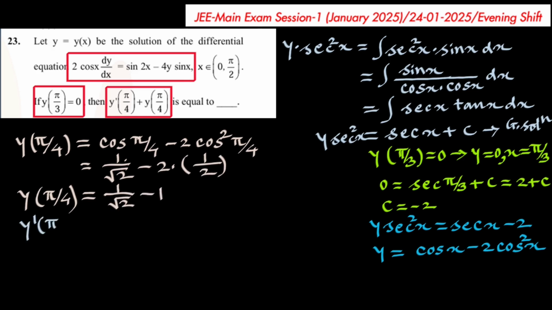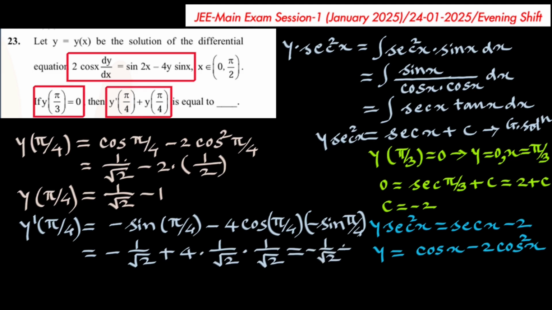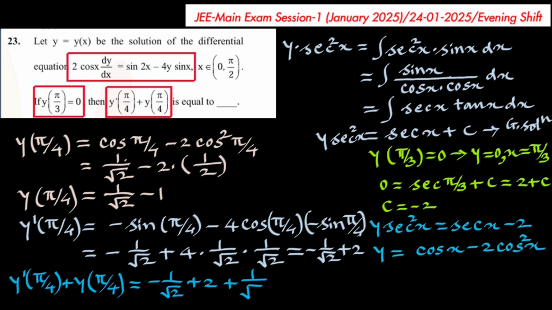Next, we have to find y dash of pi by 4. That will be minus sine of pi by 4 minus 4 cos pi by 4 into minus sine pi by 4, minus 1 upon root 2 plus 4 times 1 upon root 2 into 1 upon root 2. That will be minus 1 upon root 2 plus 2. Finally, the required value y dash of pi by 4 plus y of pi by 4 equals minus 1 upon root 2 plus 2 plus 1 upon root 2 minus 1, which gives 1. So the answer here is 1.